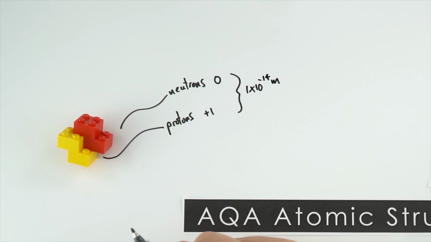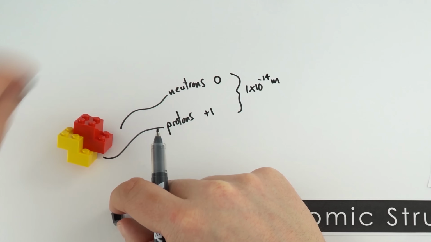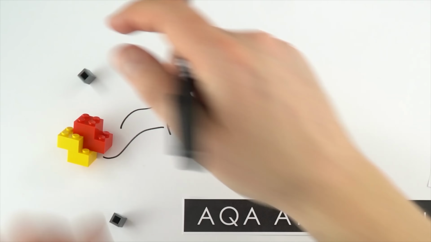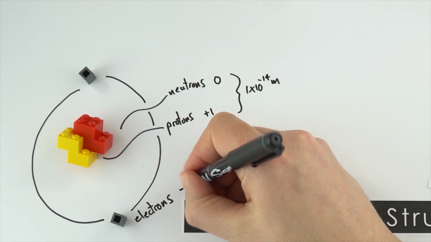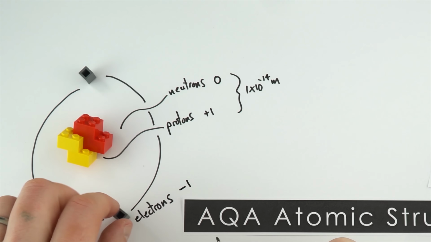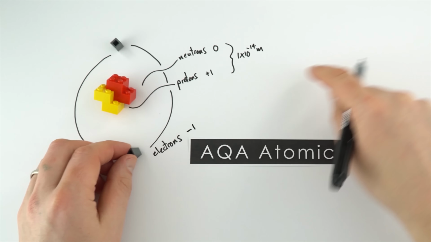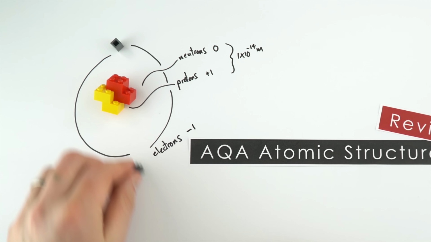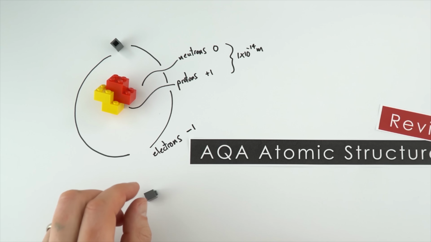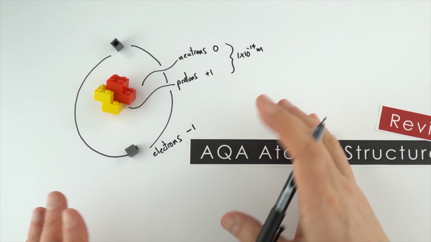But this is surrounded by these orbiting electrons, and these orbit around it in distinct shells. Now these electrons have a charge of -1, and also what they can do is they can jump from one shell to the next. And it might be that this atom absorbs some electromagnetic radiation, the electron moves up an energy level, and then it can drop down, releasing energy as well.